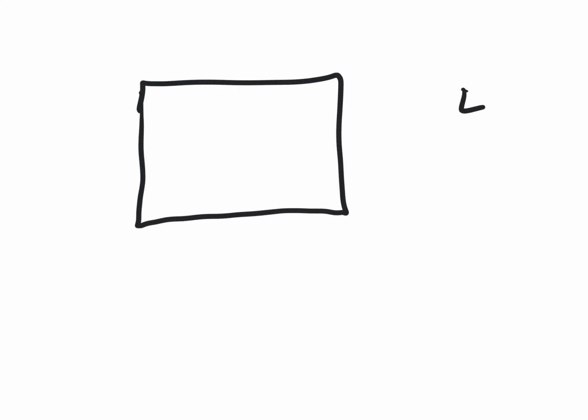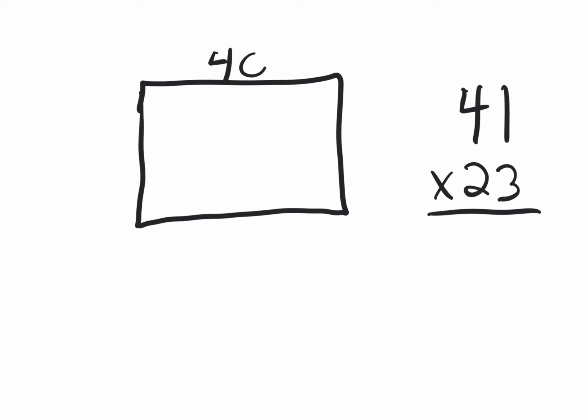So the problem is going to be 41 times 23. So write this in your notebook. And let's look at 41 first. Let's break that up. What is 41? Well, 41 is 40 and 1. And what is 23? 23 is a 20 and a 3.